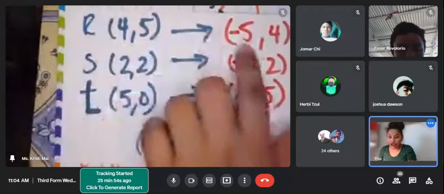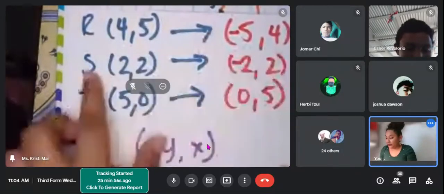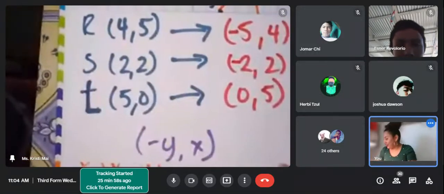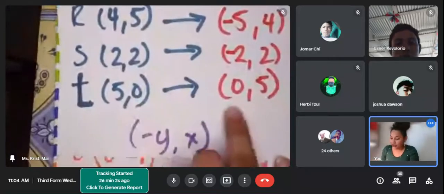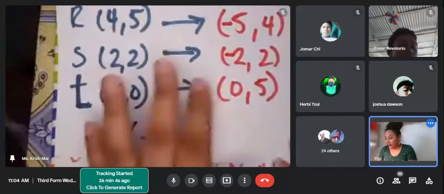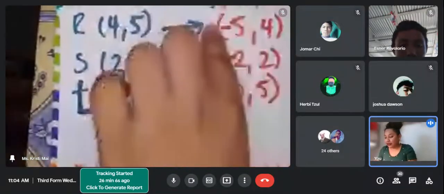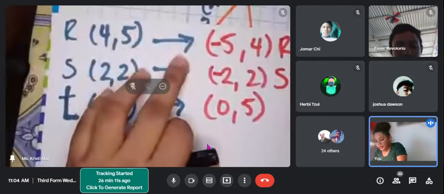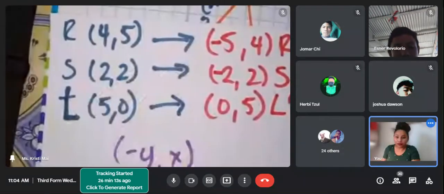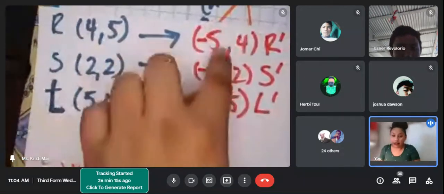4, 5 changes to negative 5, 4. 2, 2 changes to negative 2, 2. 5, 0 changes to 0, 5. Don't touch it. Right, and then these ones in red are the ones that I'm going to be plotting now. R1, S1, and L1. All right, these are the ones that I'm plotting now.